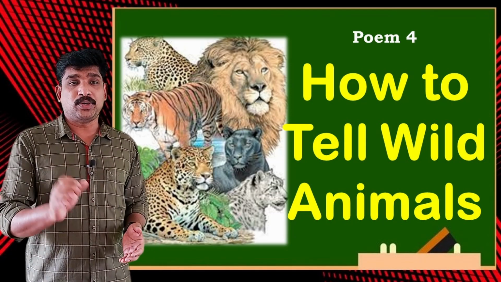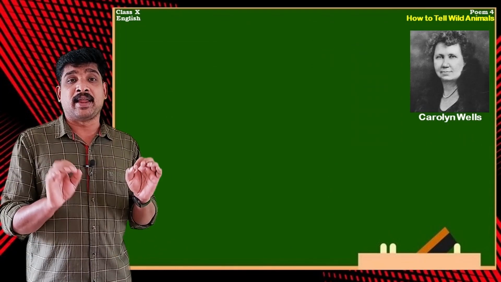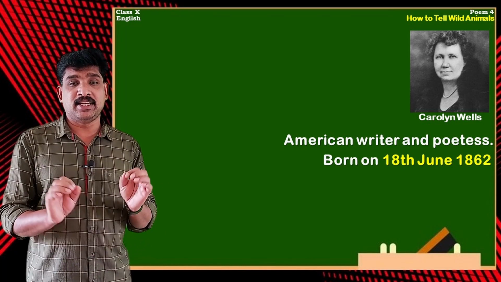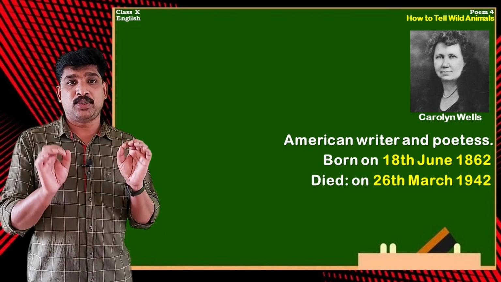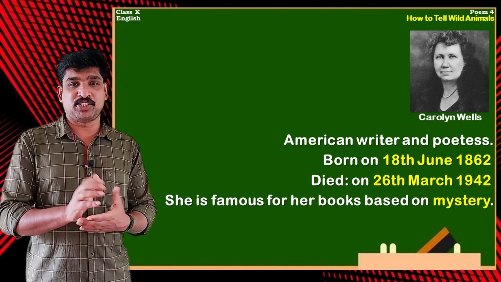This poem, How to Tell Wild Animals, is written by Caroline Wells, an American writer and poetess. She was born on 18th June 1862 and died on 26th March 1942. She is famous for her books based on mystery.